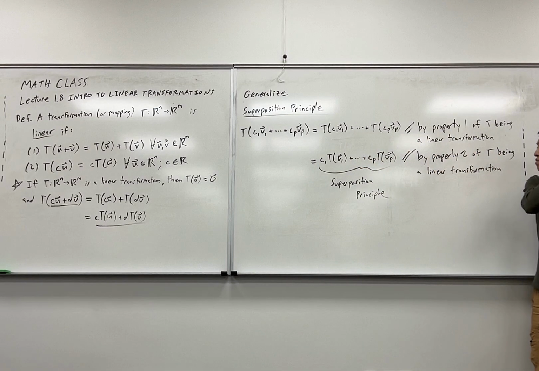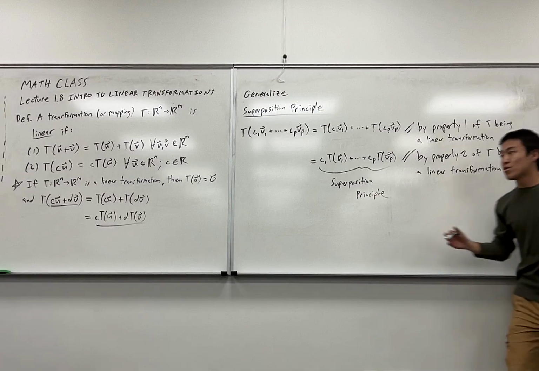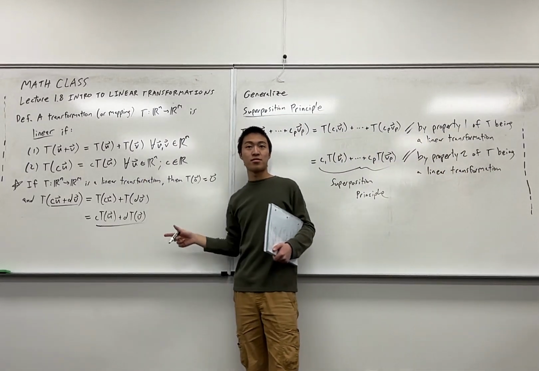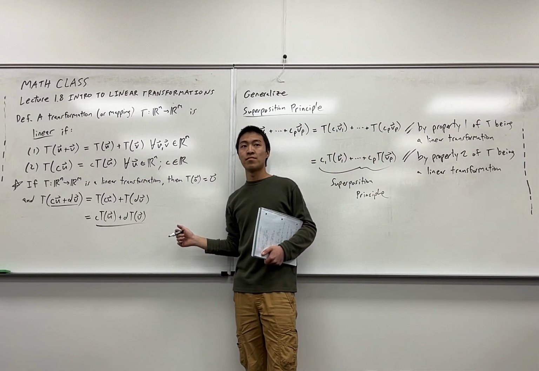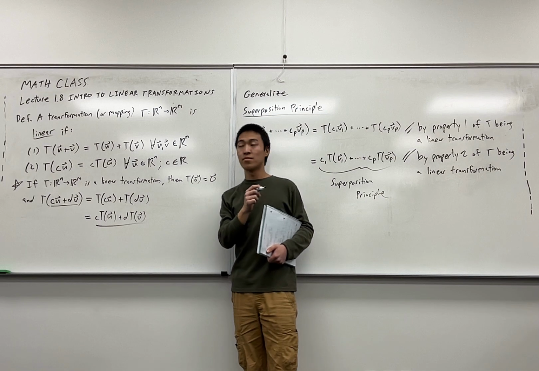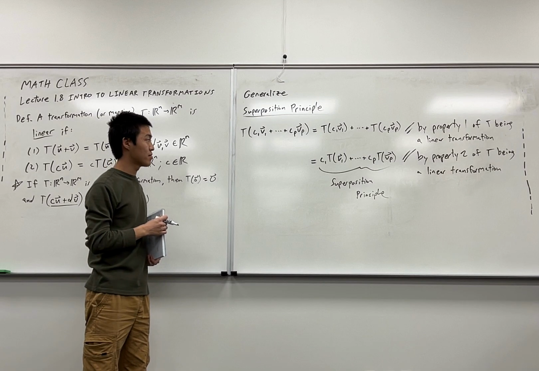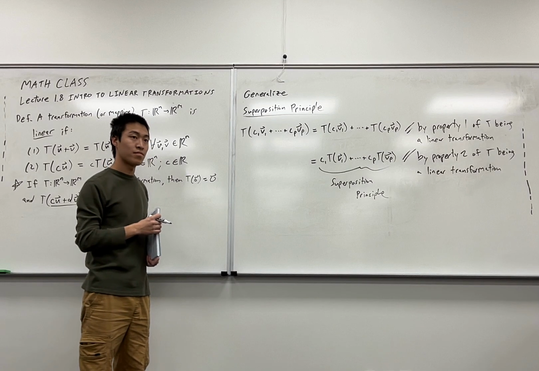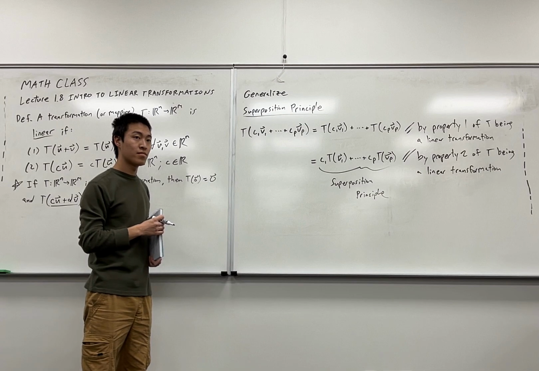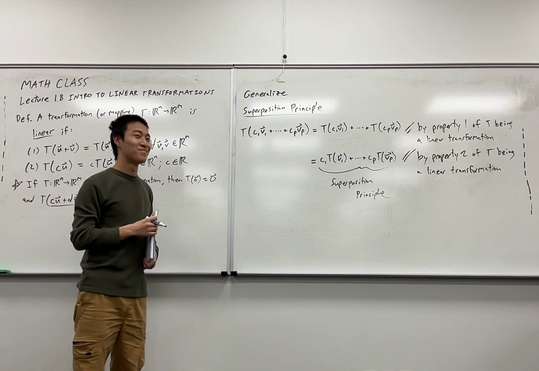Okay. Does this make sense so far? Any questions about content? Questions about definition? It's not about definition, but it's about this superposition principle. Could you write like a matrix multiplication of like C1 to CP and TV1 to TVP and just put two matrices multiplying each other?